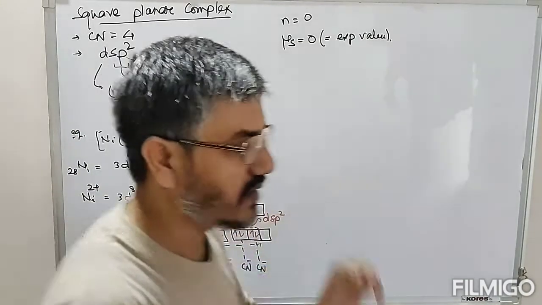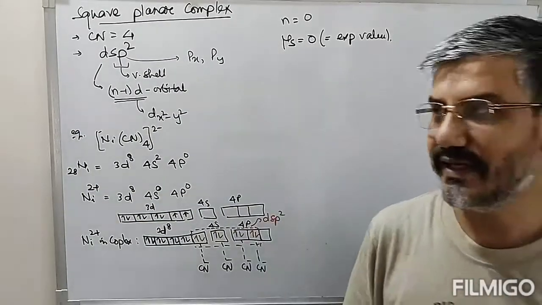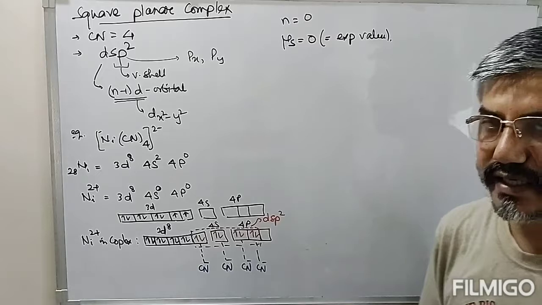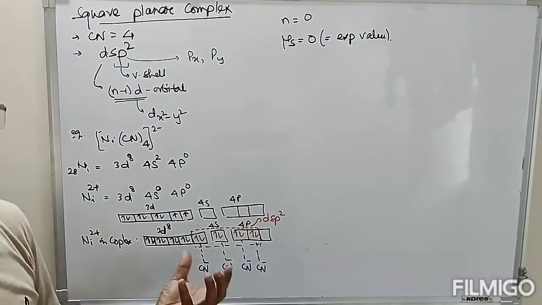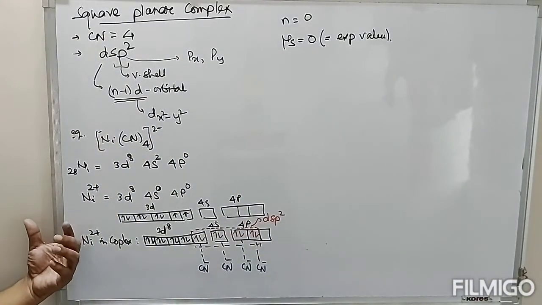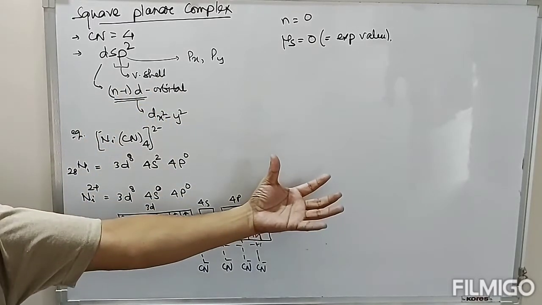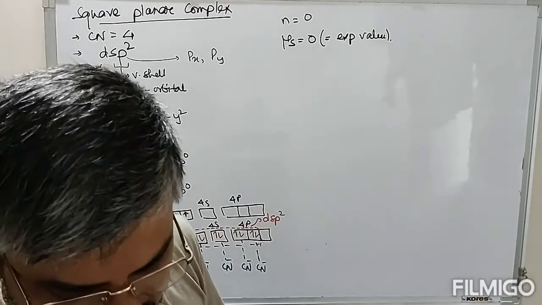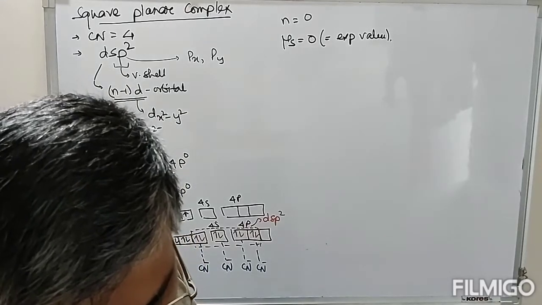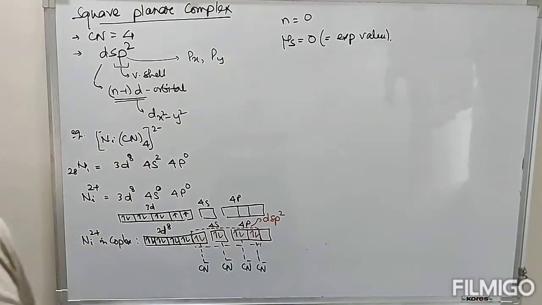So this is how square planar complex, tetrahedral complex and the octahedral inner orbital and outer orbital complexes are formed in coordination compounds. So this is what we call the valence bond theory. So valence bond theory mainly depends on the hybridization stage.